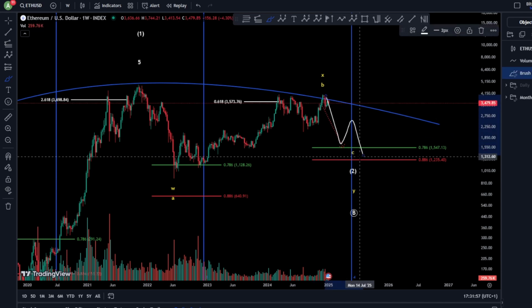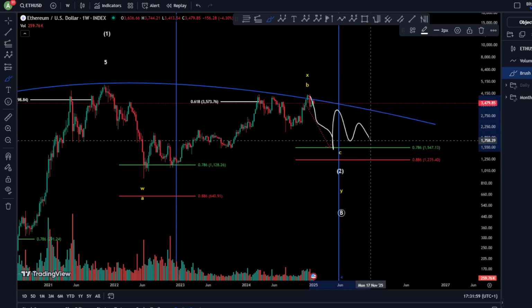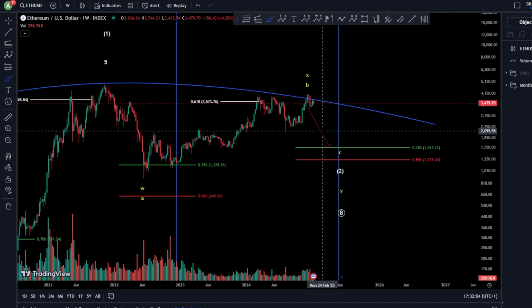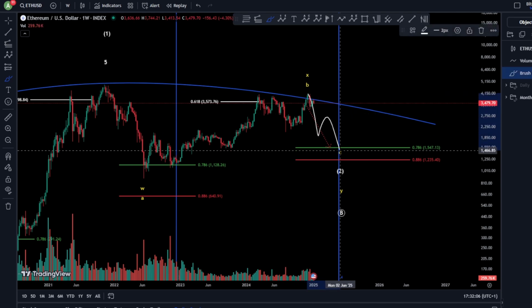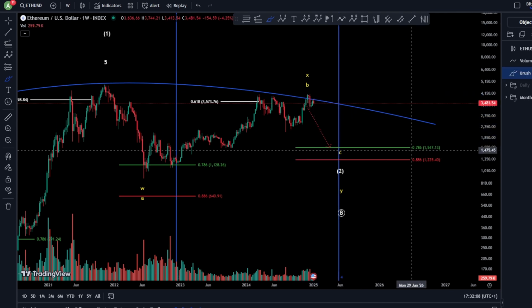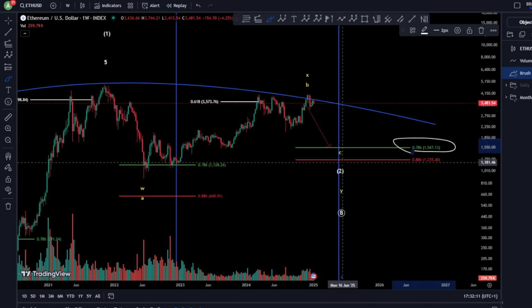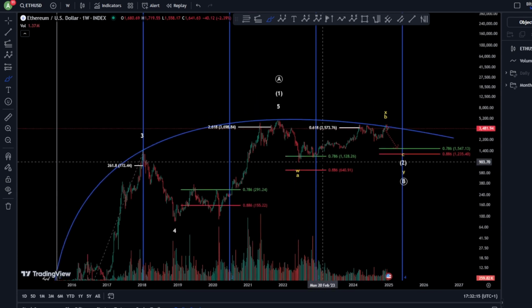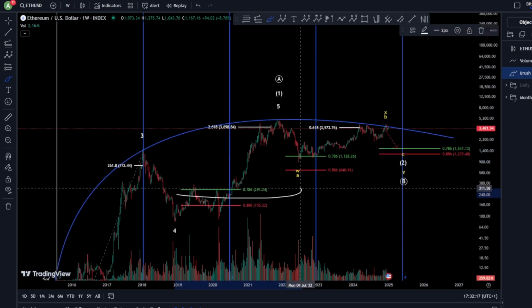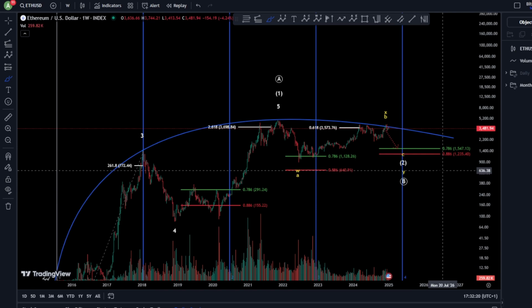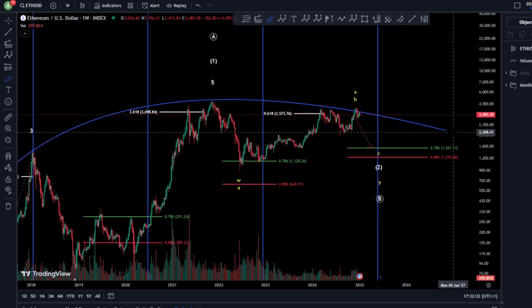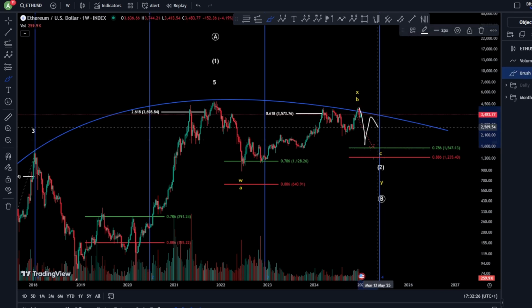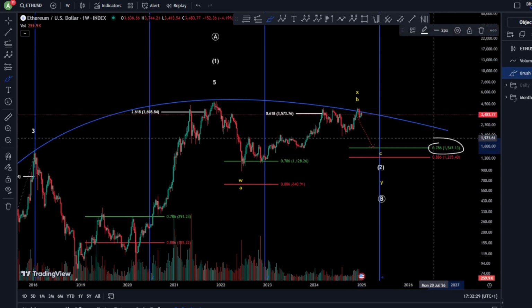another zigzag, bigger zigzag, or it can be a triangle, or it can be even a flat. Now, it depends how this structure is going to end. Now, it is preferable that we reach this price action here at 1,550, because for every cycle we were reaching almost the 0.786 fib level. So whatever structure is going to be here, it is very possible that we hit this price action.